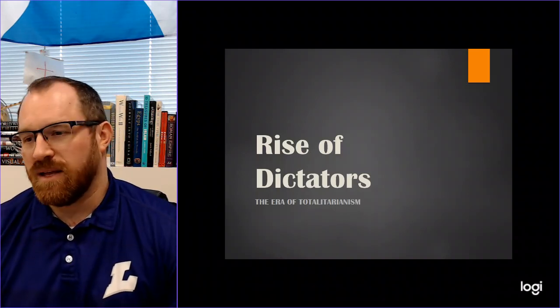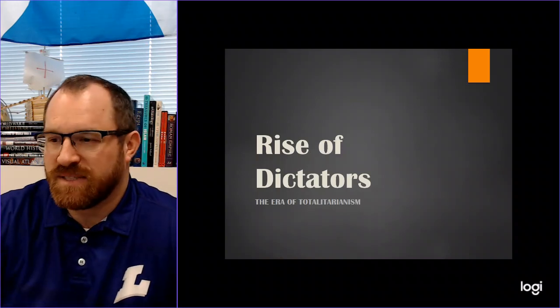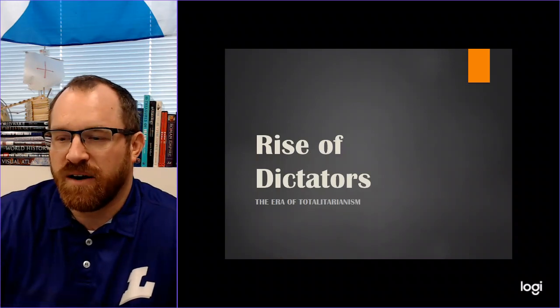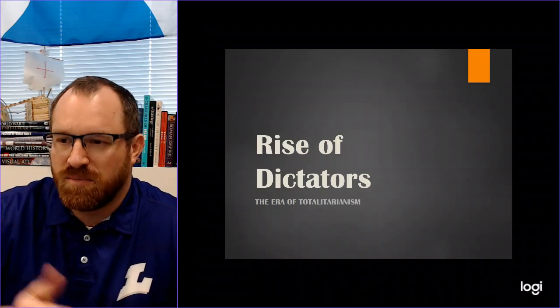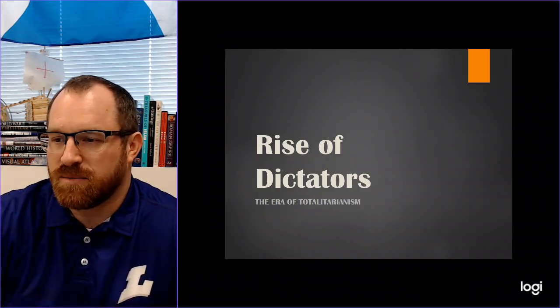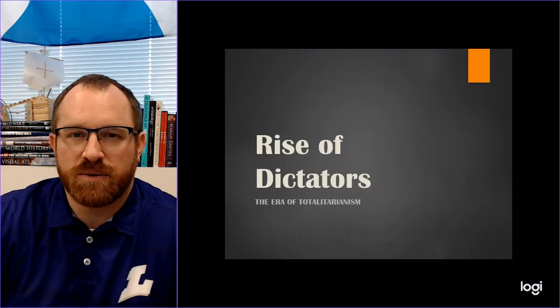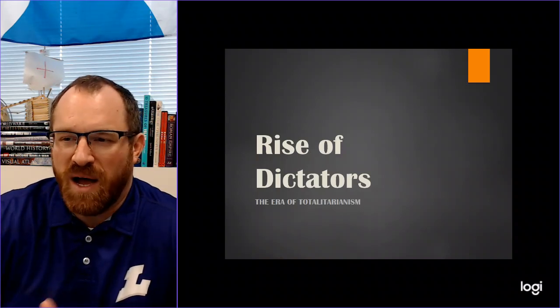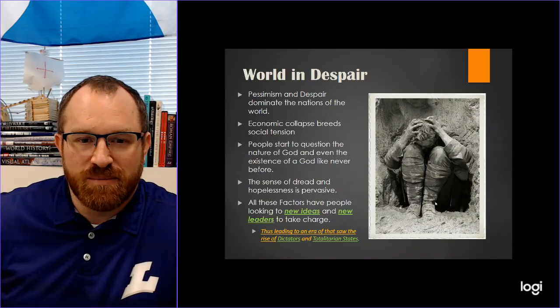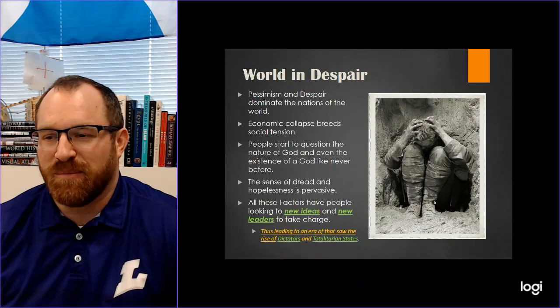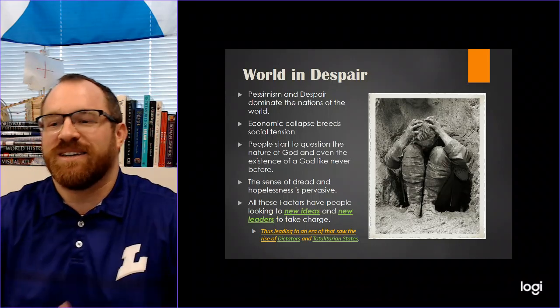Now, if you notice from what this is saying, it says Rise of Dictators, the Era of Totalitarianism. I'm not going to go into much of an explanation just now, because the slides in a bit will actually explain and give definitions to what totalitarianism is and just why these dictators come about. But in some ways, it is a little bit simple. This is simple, but it's going to take a bit of explanation to get into.